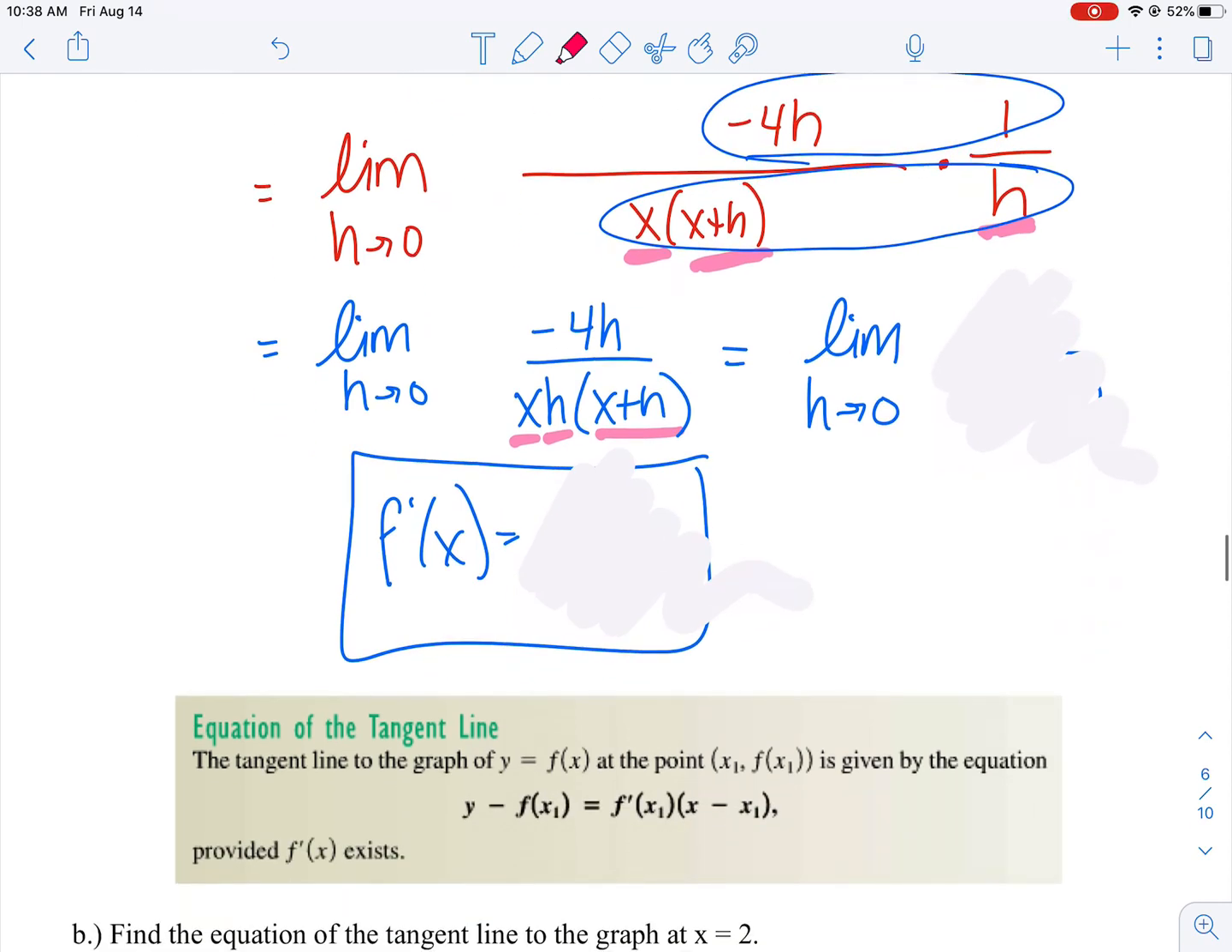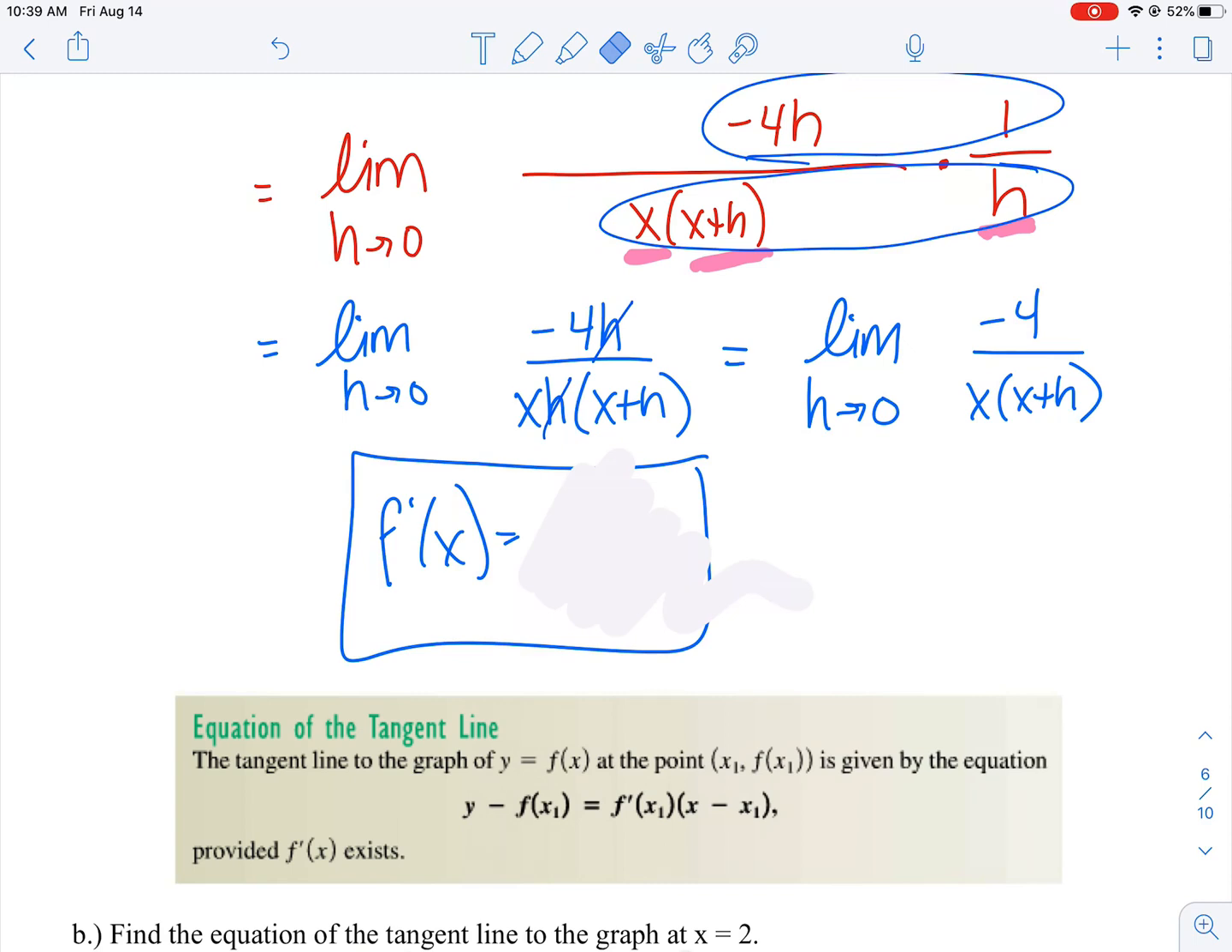Okay, let's keep going. You notice in this blue step, I have an h on the top and an h on the bottom that are both just being multiplied by. So they're factors that we should be able to reduce. If I reduce an h from the top and an h from the bottom, that leaves me with a negative 4 over x times x plus h.